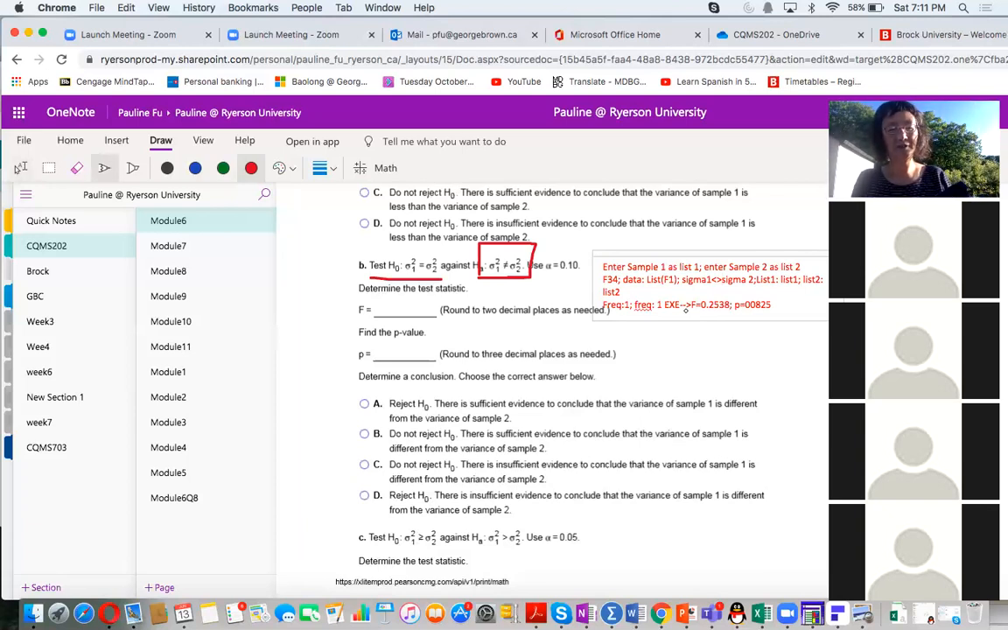So, see, I changed to sigma 1 not equal to sigma 2. Everything else unchanged, just change to not equal, okay? And then press EXE. I get the F value the same, 0.2538. However, the P value is not this one.